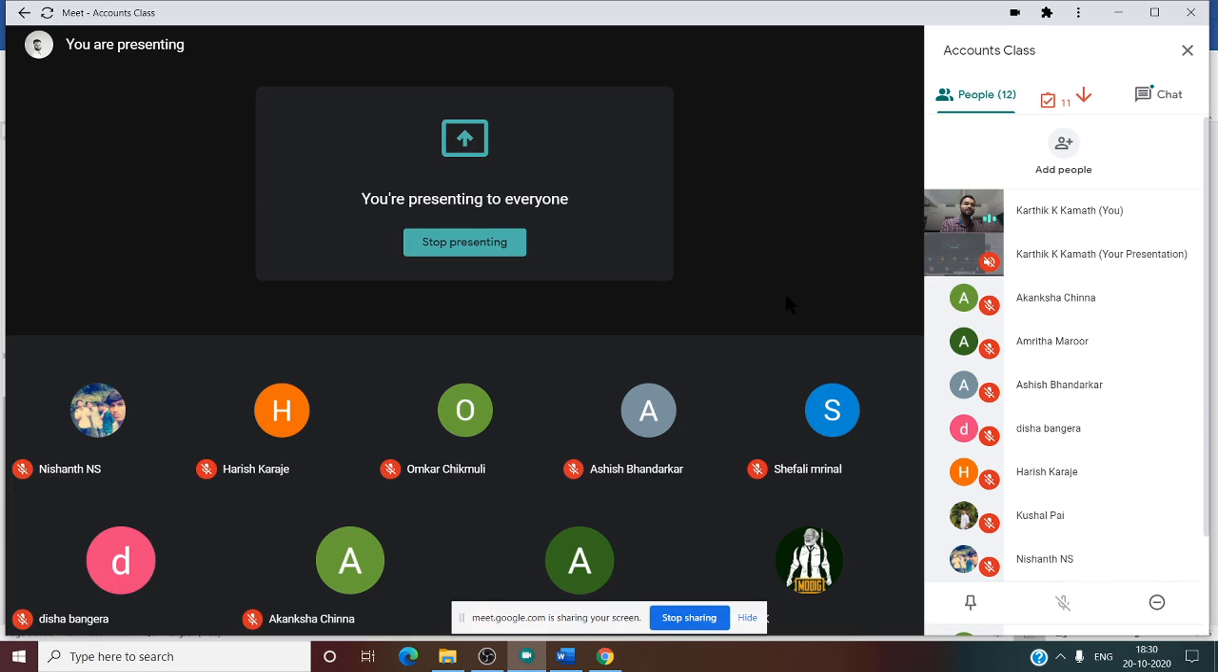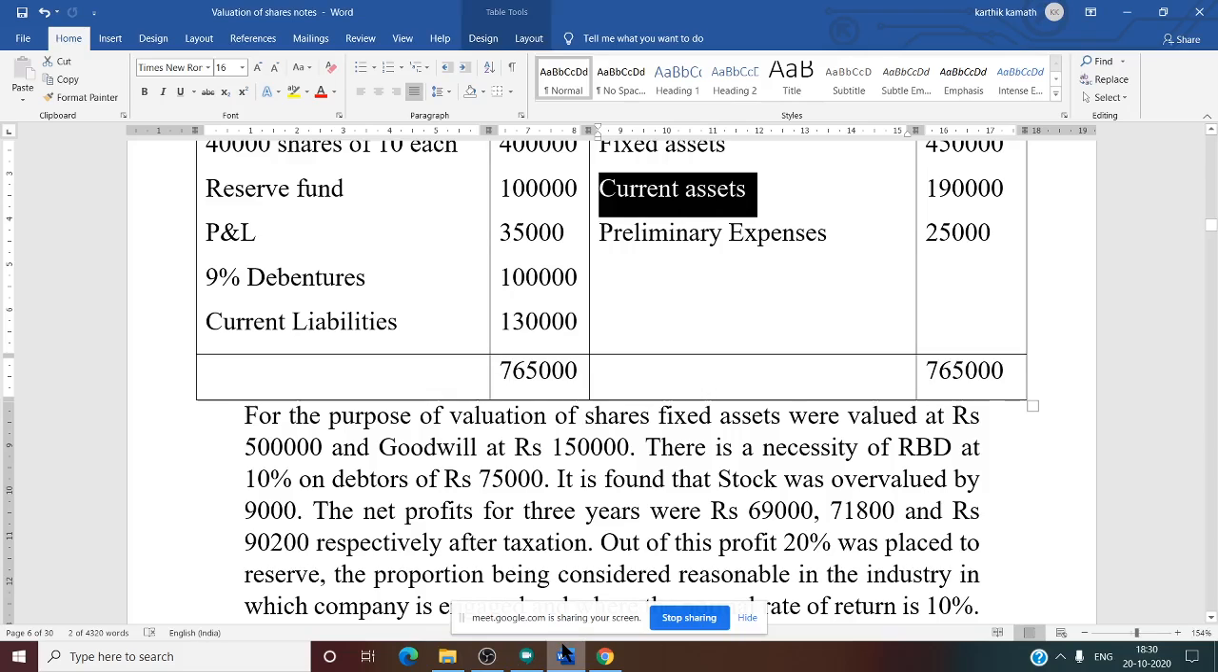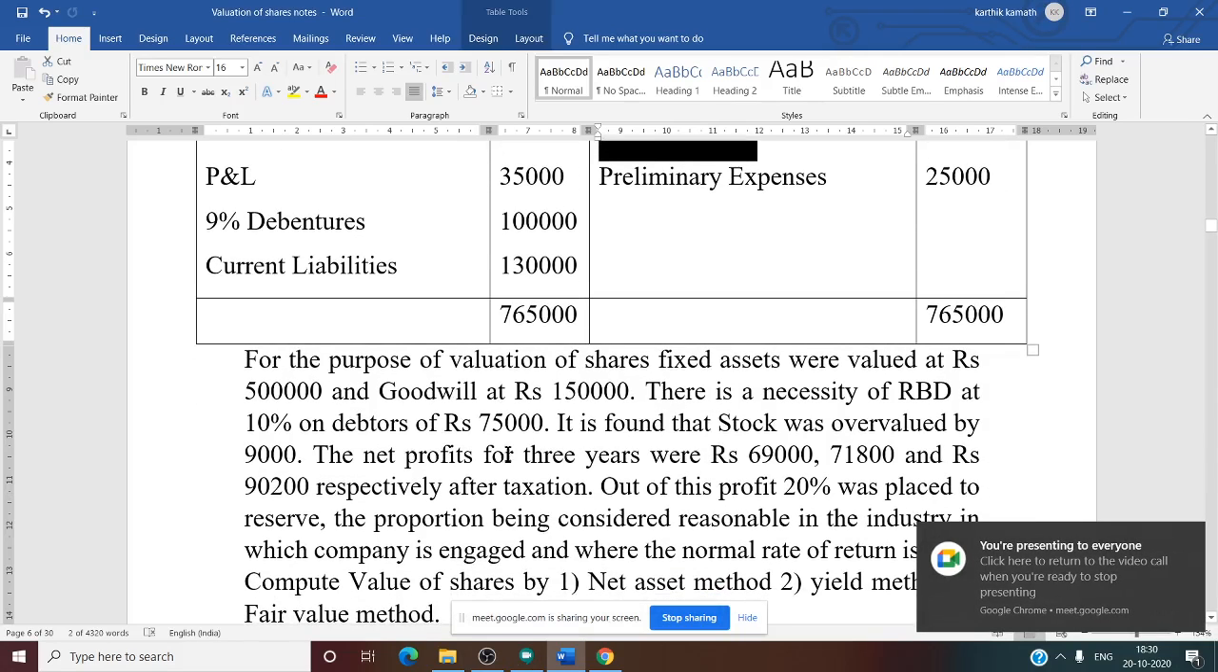Whenever there is an excess amount, we need to deduct. When there is an overvaluation, we need to deduct. When there is undervaluation, we need to add. Overvaluation deduct, undervaluation add. So in this case, overvaluation, excess amount, we need to deduct.